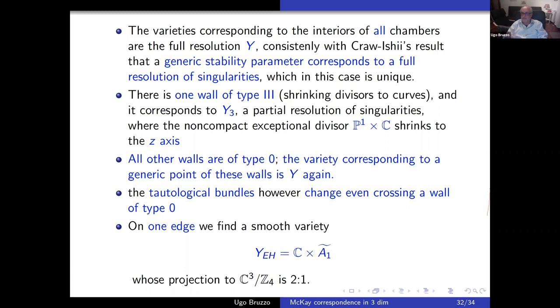While in the case of flops, of course, you can contract a curve and then you can explode another curve. No? It's a standard phenomenon, but with divisors, this is not possible. And therefore everything is consistent. Everywhere we find just the same variety for generic value of the stability parameter, and there are no walls of type one.